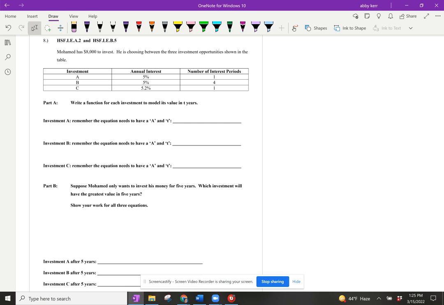All right, so for this one, we have 3 investment opportunities. The number of interest periods, that's our N value. So we are going to use the compound interest formula, A equals P parenthesis 1 plus R over N raised to the N times T power. If you want, you can convert these all the way to a decimal. So then you can just easily put in the information.